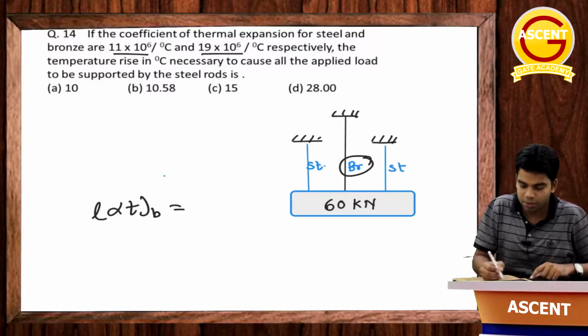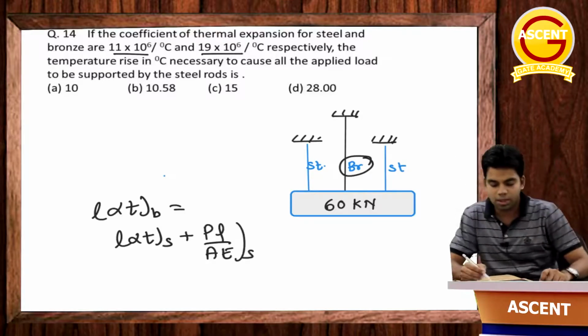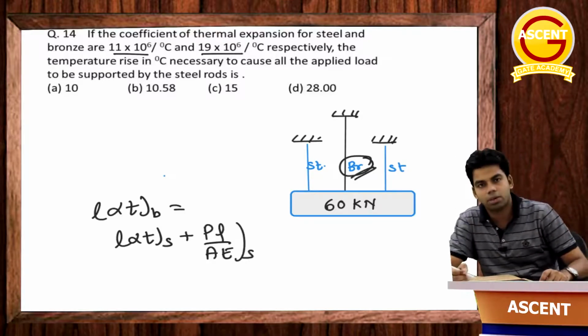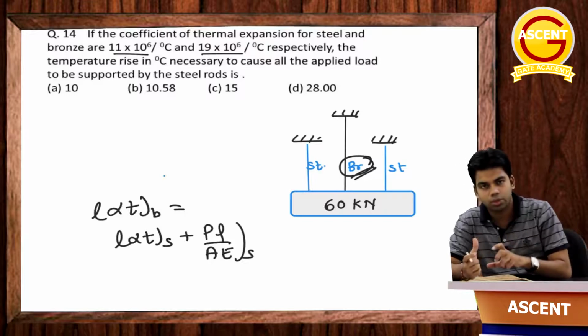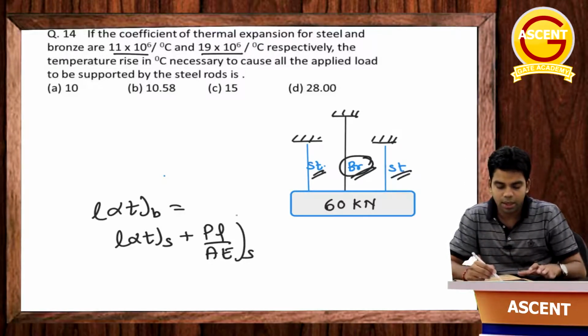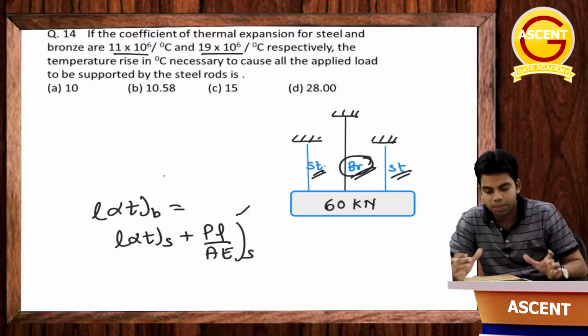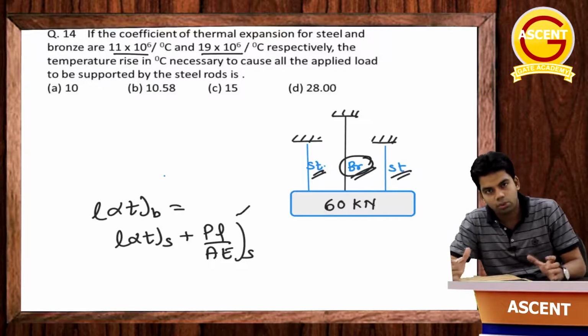Okay, so the total expansion of steel is equal to L alpha T of steel because of the temperature change, plus the expansion because of the load of 60 kilonewton. Bronze will expand only because of the temperature change, because it has left the load. Steel will expand because of the temperature change and also because of the 60 kilonewton load. And because we have placed a block below, the expansion of both will be the same.